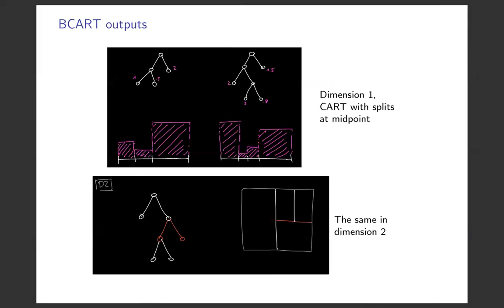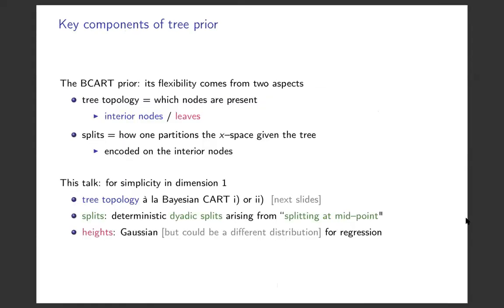Just a little illustration again. You can put the values of the heights at the bottom, at the leaves, and you can do that in higher dimensions. For instance, you can put different colors within the tree corresponding to different cuts in different directions for the cut. All right, so just again to summarize, we get these ingredients: the tree, the splits, which we'll take at midpoint, and the heights, which for regression we'll take as Gaussians, although we could take something else. All right, so that's it for the introduction.